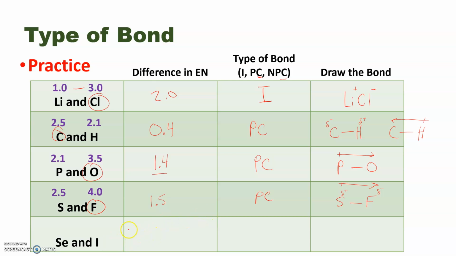The last one, Se and I, the difference is 0.1, so that is NPC. So that stands for no partial charge. So I write Se-I, and I am done at that point. Se-I, no partial charges. So you draw the dash and you are done. So use this. This is how you do your worksheet. You circle the type of bond based on the electronegativity difference, draw the bond, and that's where we will end this video.